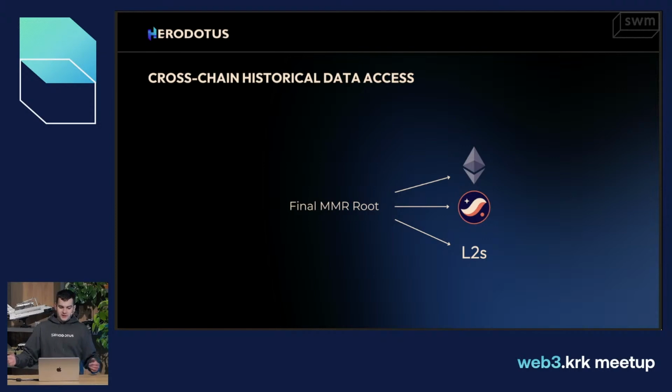And once that MMR root is located on those layer 2s, using the same techniques, we're able to take storage proofs and verify that data exists in a different domain without actually having to send that data there. So what do we solve?